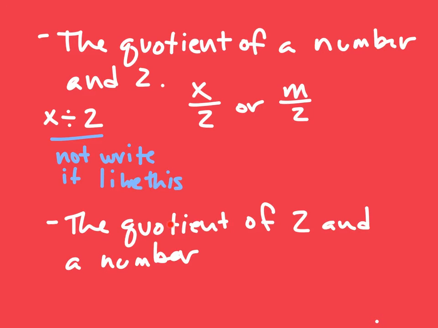Now, if I wrote it as the quotient of 2 and a number, what I would then want to write would be 2 over x, 2 divided by x, or 2 over m, or 2 over k. It doesn't matter the variable that I use, as long as I do use a variable. A number means we don't know what that number is, so we put in a variable to show that.